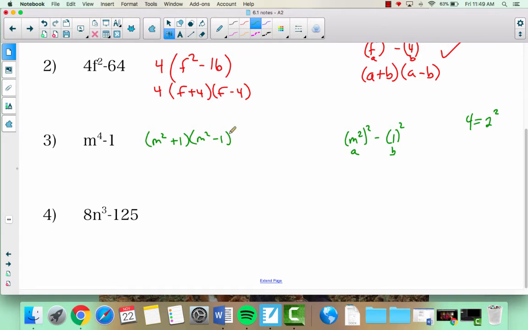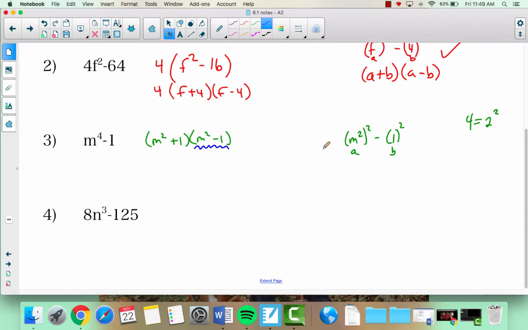Just like the other examples, the only difference is that our exponents are higher. Now the one major difference here is that when you look at these factors, you always want to check and see if you can break them down any further. So in this example, we have another subtraction of squares. Because this is another difference of squares, we actually need to break this one down again.